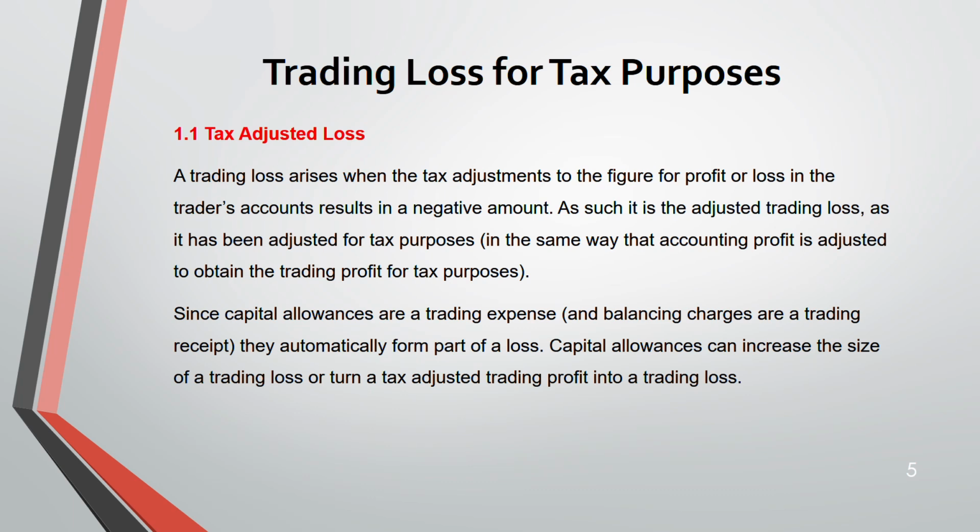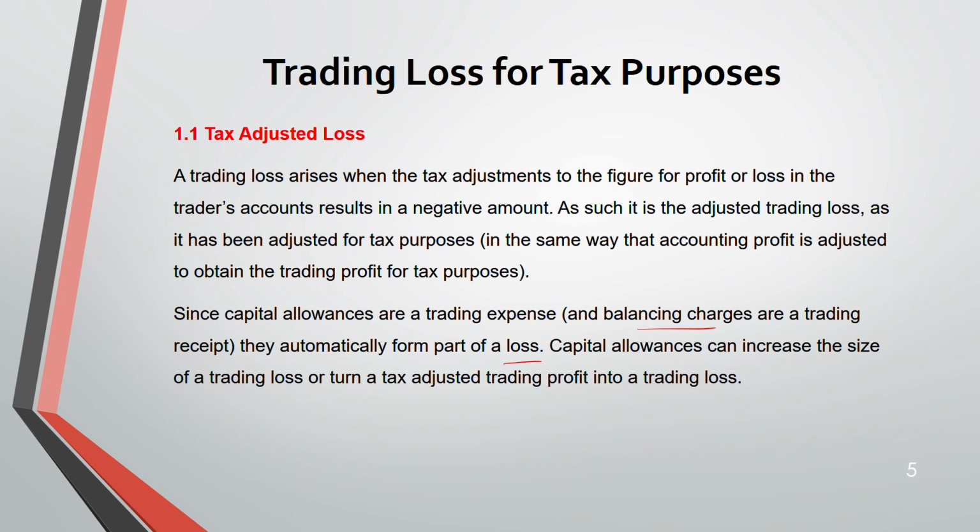Okay, so the capital allowances are your trading expense. Because they are your trading expense, they form part of your loss. And your balancing charges, what they are, I've covered in the previous lecture. So make sure that you watch my previous lecture to understand. I'm not going to explain balancing charges once again here. I'm assuming you know balancing charges, and if you haven't watched my previous lecture, do go back and watch because it's very much important for this lecture. So balancing charges are your trading receipt.